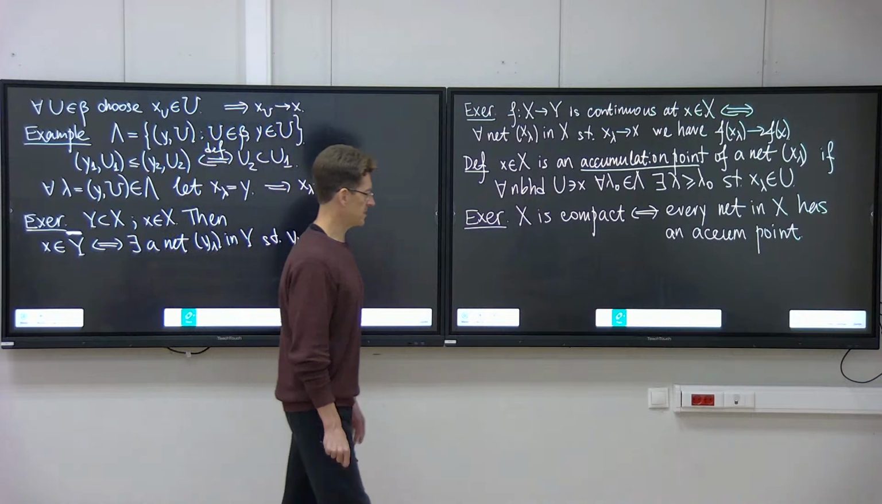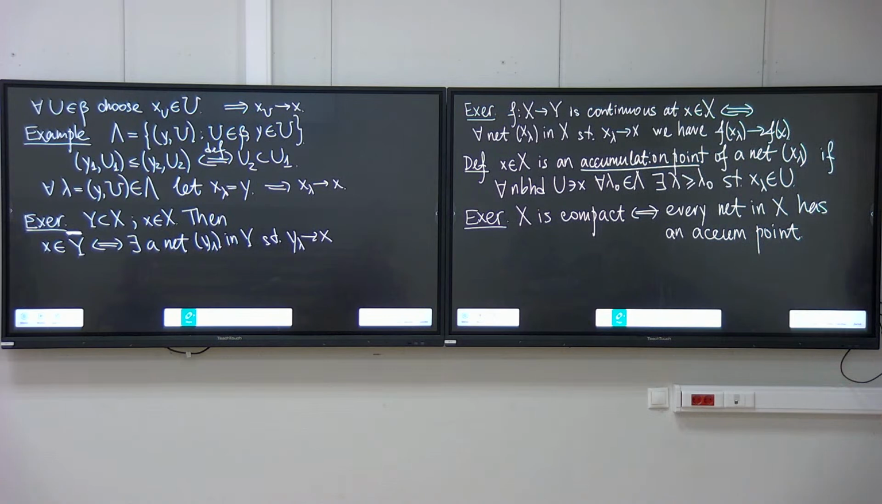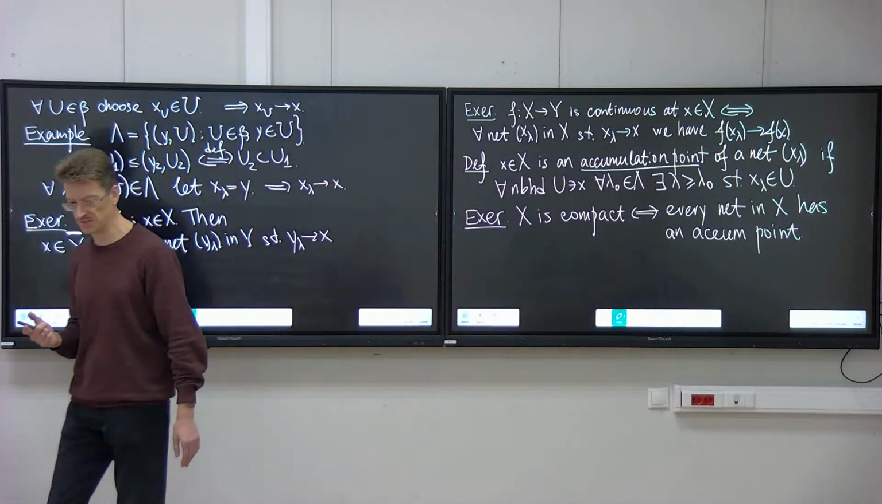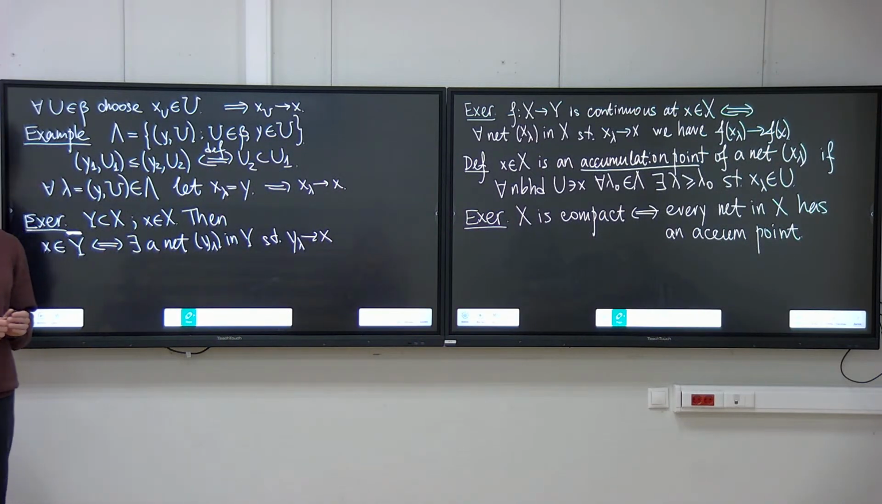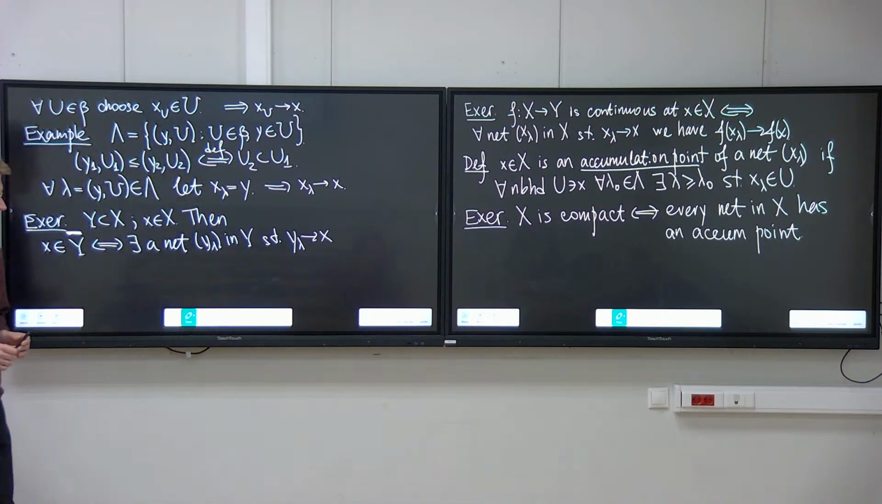Again, in the well-known case of metric spaces, we can replace nets by sequences, and in this way we get the usual notion of sequential compactness. That is, every sequence has a convergent subsequence. But in the case of arbitrary topological spaces which are not metrizable, we have to work with nets here. Actually, we could define the notion of a subnet, but this definition is not very intuitive. And that's why I prefer to work with accumulation points.